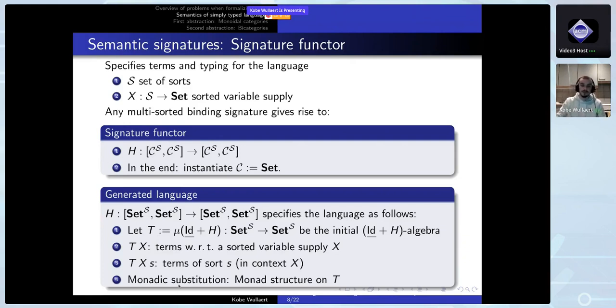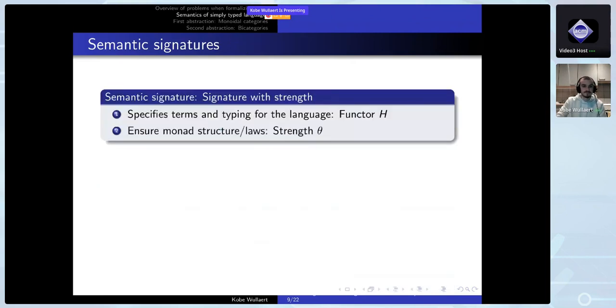And then in the end, we want to have a monad structure on this T in order to represent the parallel or the monadic substitution. And so that was only one part of the semantic signature. We have here our functor H, but in general, such a functor H of that certain type does not have a monad structure. And so we need to ensure that it does have the monad structure and the laws.